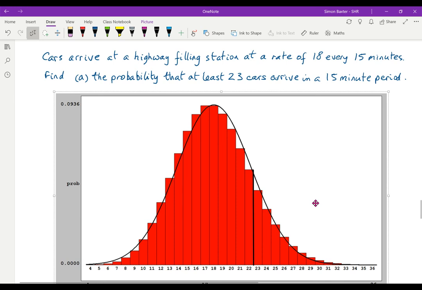Now that's the same idea as we had with the binomial. It's called a continuity correction. We're using a continuous curve to describe a discrete population. The number of cars can only be 22 or 23 or 24. A histogram has to be continuous. The normal distribution is continuous. The only way we can include 23 is to start at 22.5. Don't be careless on that one.